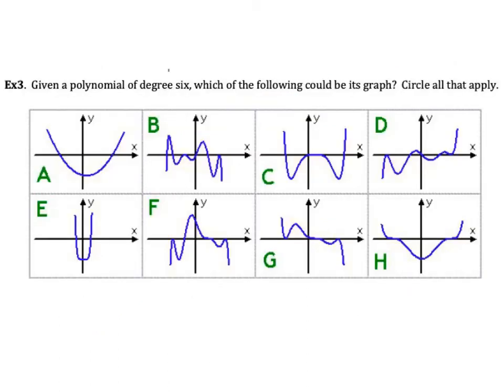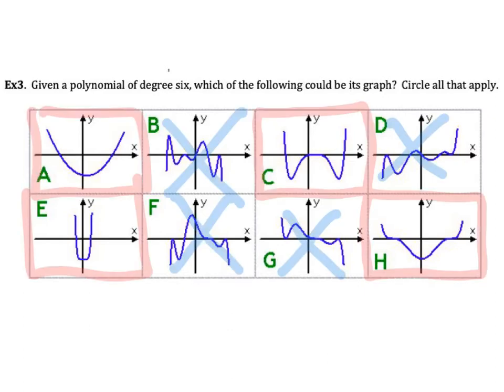Now try this one on your own. It says, given a polynomial of degree 6, which of the following could be its graph? So just circle all that applies. So go ahead and pause and do that on your own, and then compare it with the answer key or with this video, as soon as you're done. Okay, did you get A, C, E, and H? If not, have a look at the answer key or talk to your teacher.